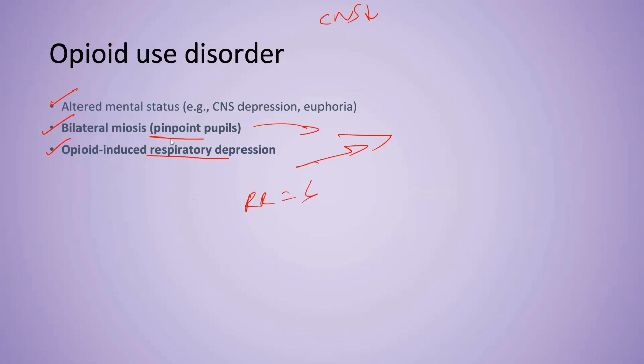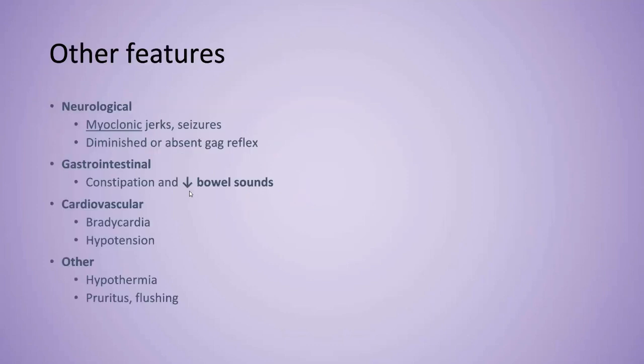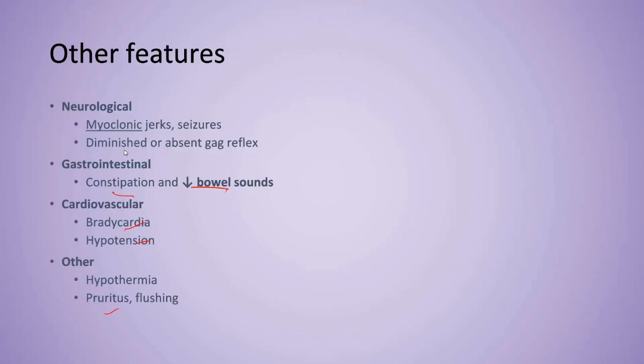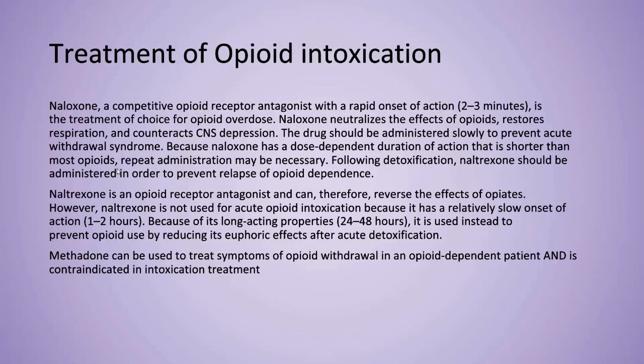Although in most questions I've seen, when it's opioid use, they will give you these. Sometimes it's not always necessary. So these are other features that you need to know. It can cause constipation, decreased bowel sounds, bradycardia, hypotension, pruritus, hypothermia. Just for the sake of completion, I've added the other ones, but the first slide actually mentions the major depressive effects.